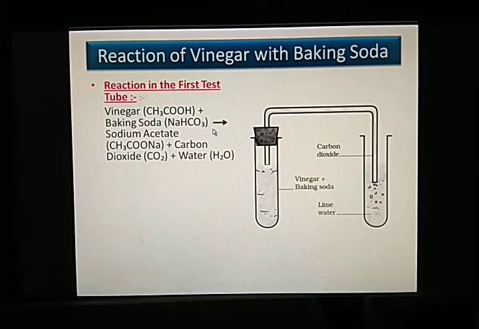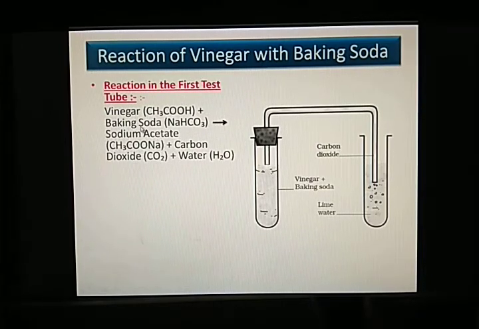Then when we react these two, as soon as we add baking soda to the vinegar, there is a hissing sound that will occur, just like this. Psst. Just this type of sound will occur. Also we will see that in this test tube some bubbles are occurring. Why does this occur? Okay, let me explain this then.